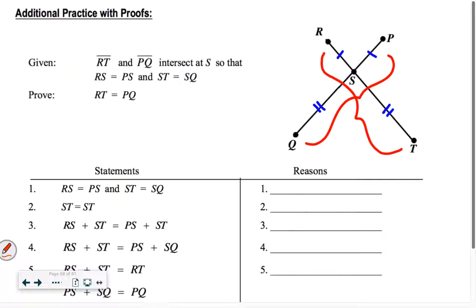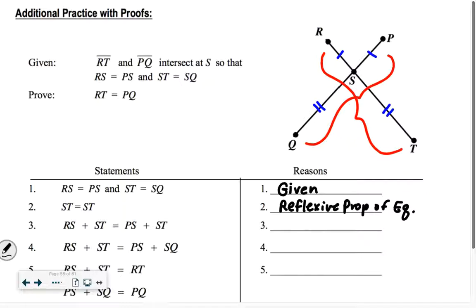All right, so we're going to go through each step. So you have everything written. We just need all the reasons. So RS is equal to PS and ST is equal to SQ. What do we write? Given. All right, then we have ST is equal to itself, ST. Yeah, that's called the reflexive property of equality.